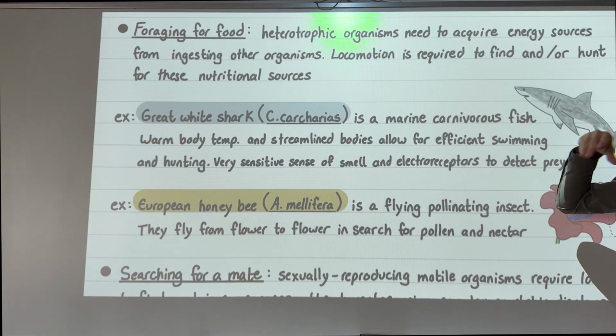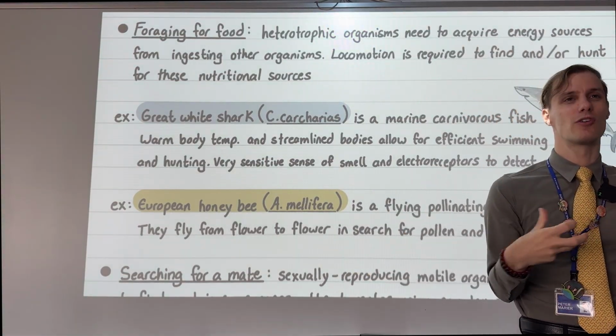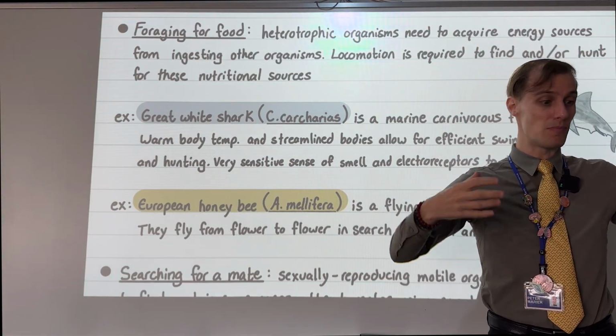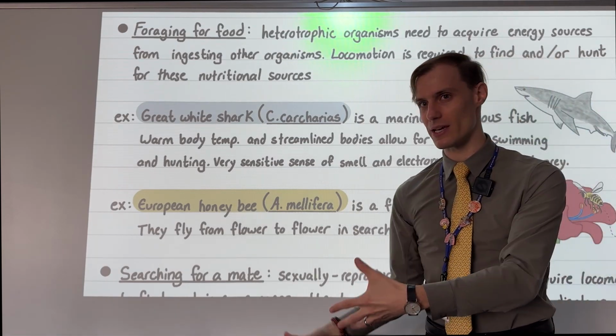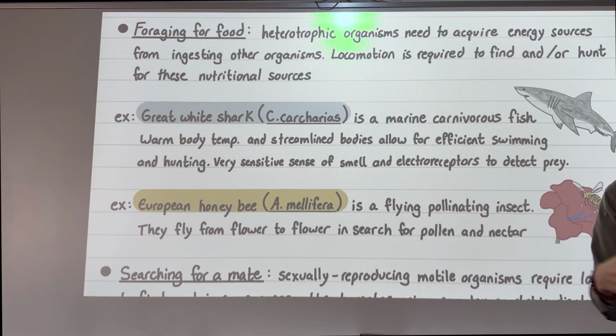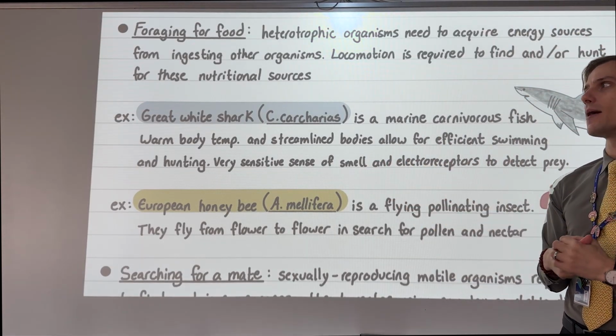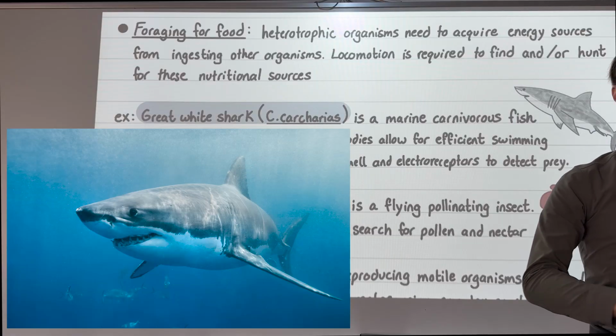So the first reason that we're going to talk about, I think, is fairly intuitive, and that is looking for food. So if you're a heterotrophic organism, being able to move your body from one place to another place is very advantageous in trying to acquire nutrition. The first example that I want to use is one of my favorite animals of all time, and that being a great white shark.